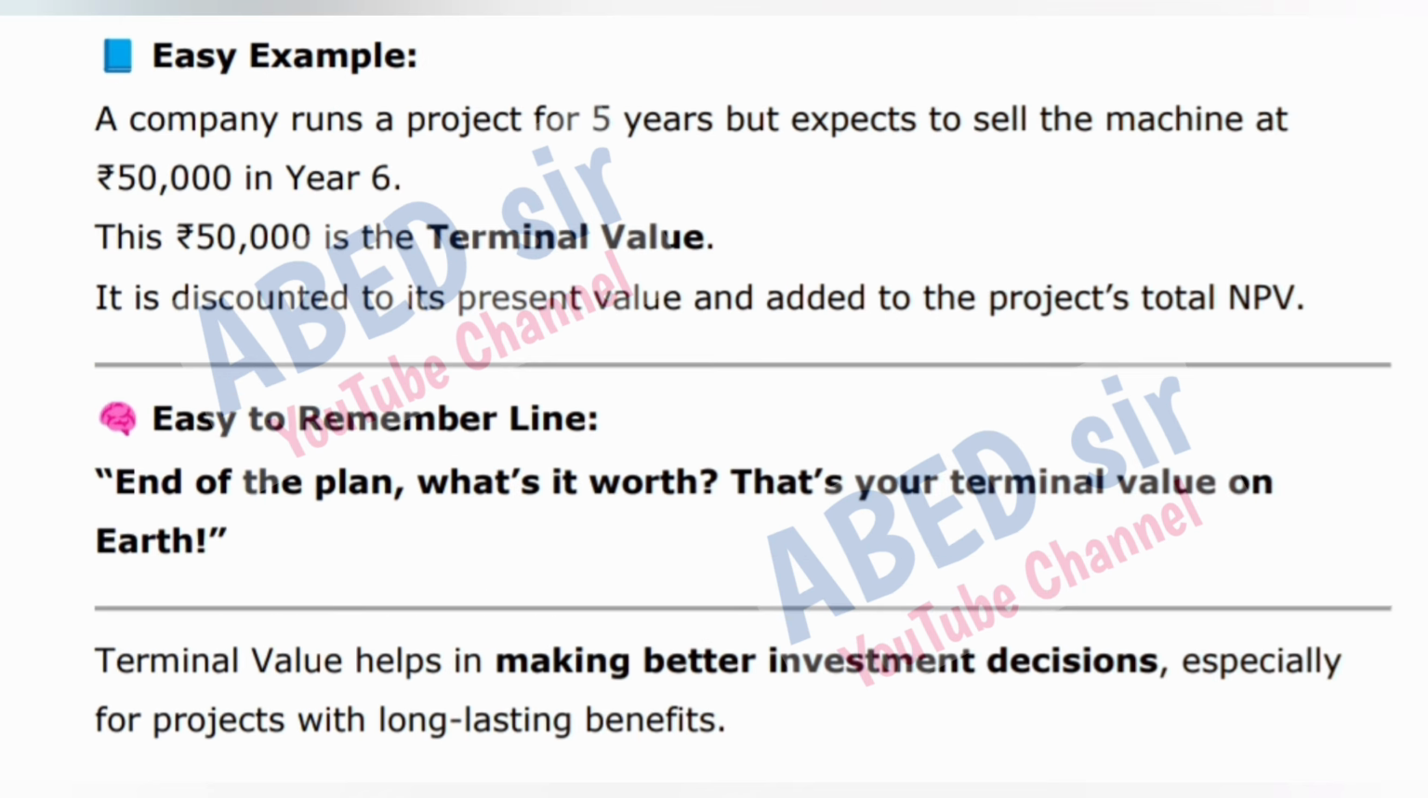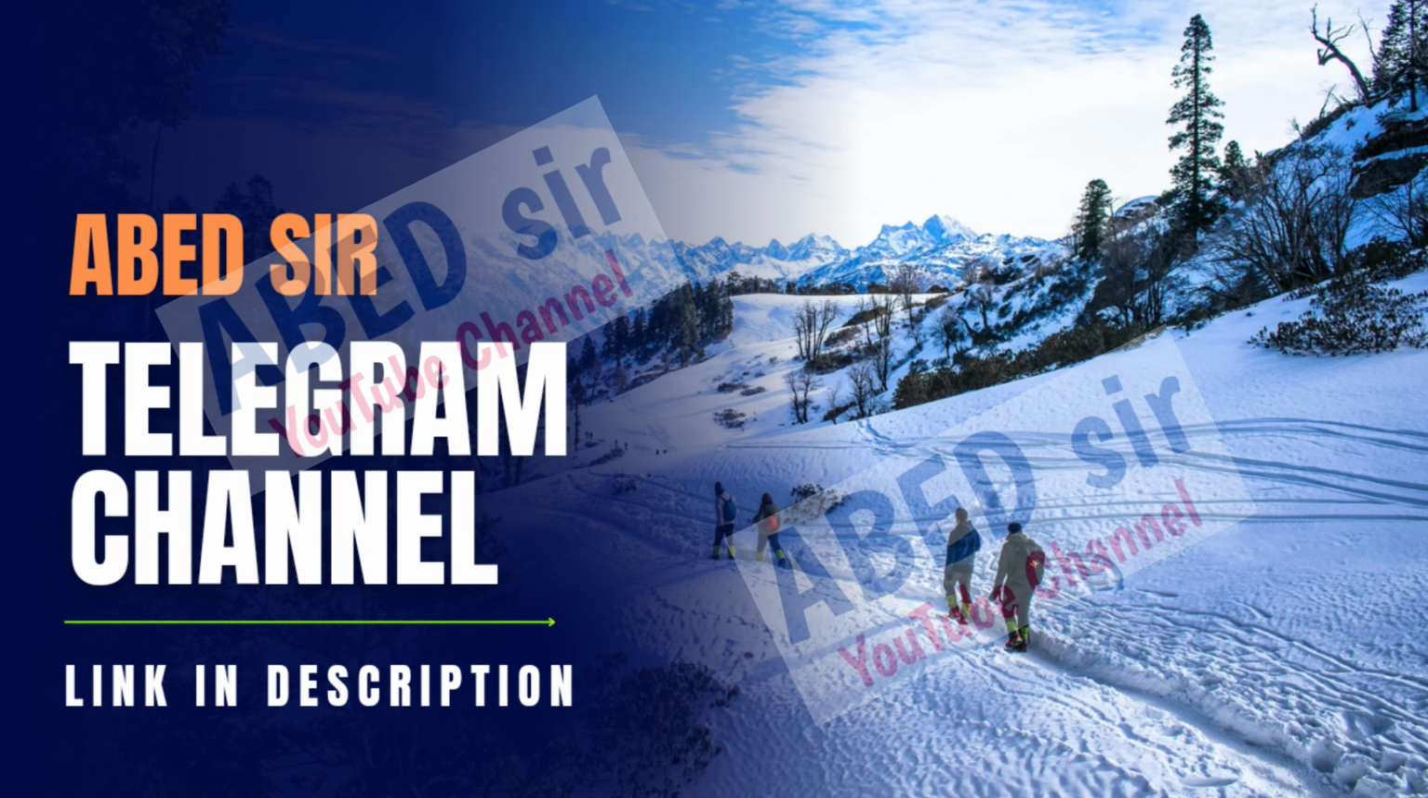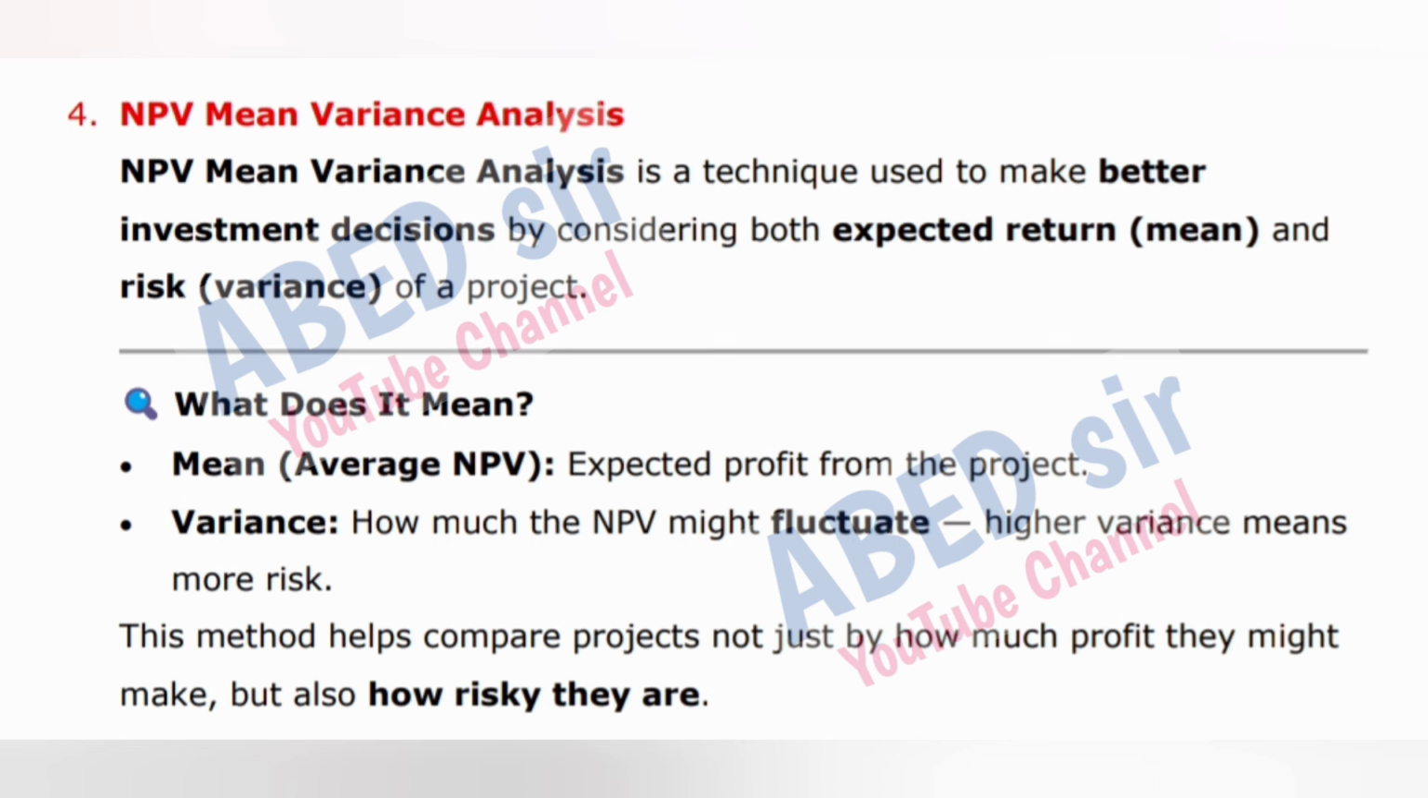Easy example. A company runs a project for 5 years but expects to sell the machine at 50,000 rupees in year 6. This 50,000 rupees is the terminal value. It is discounted to its present value and added to the project's total NPV. Easy to remember line: End of the plan, what's it worth? That's your terminal value on Earth. Terminal value helps in making better investment decisions, especially for projects with long-lasting benefits. Next important short question is 4.